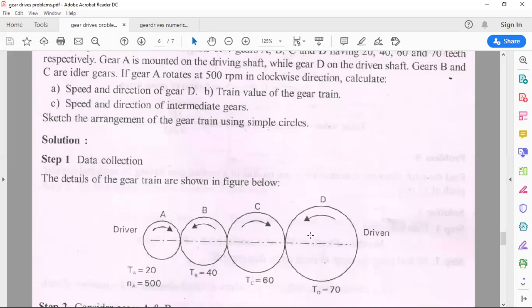So C and D are meshed. If C is in the clockwise direction, then D moves in the anti-clockwise direction. This is how the gears are mounted.